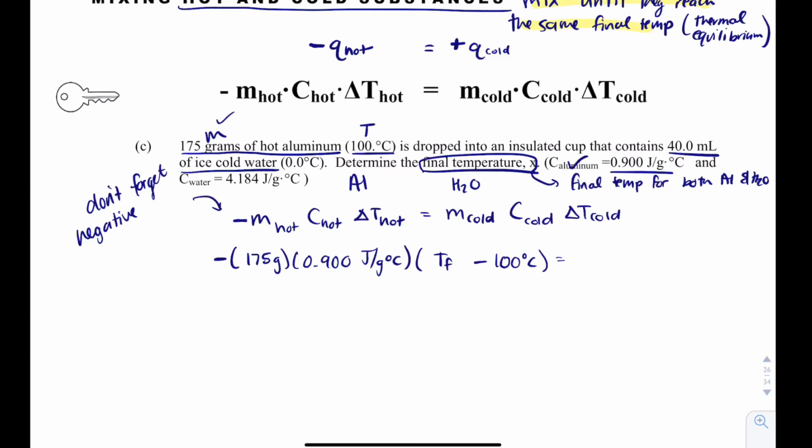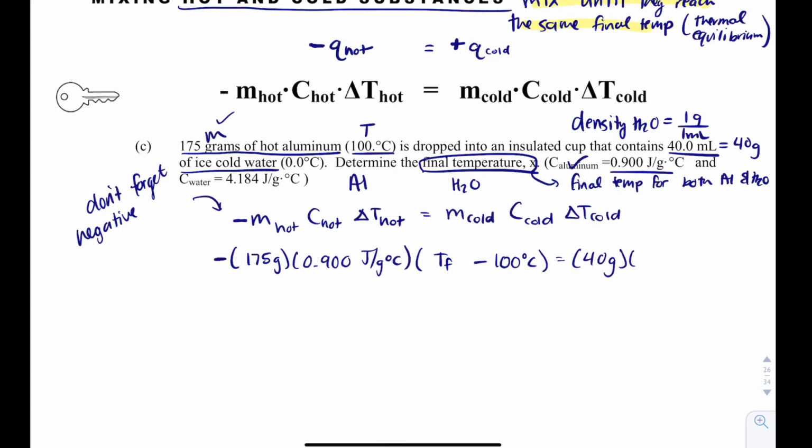The mass of my cold water, they don't directly tell you, but if you remember that the density of water is 1 gram for every 1 milliliter, that means that 40 milliliters of water will be 40 grams of water.